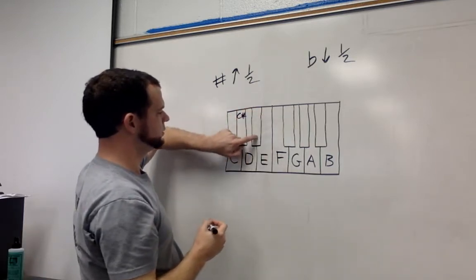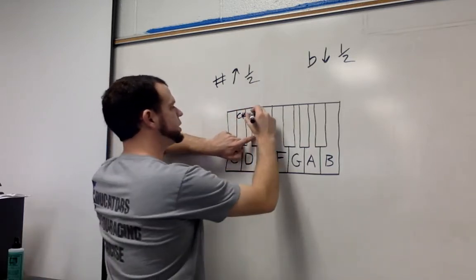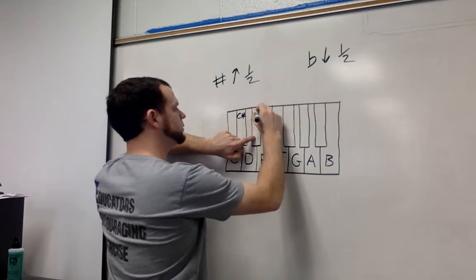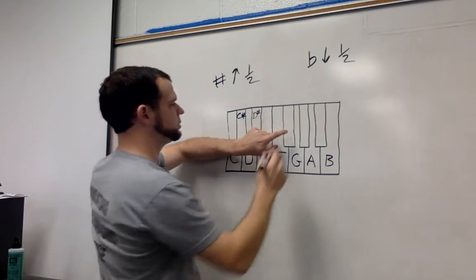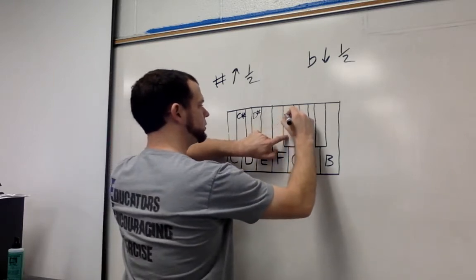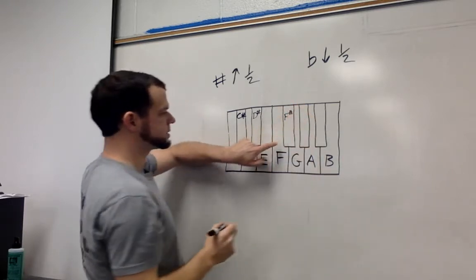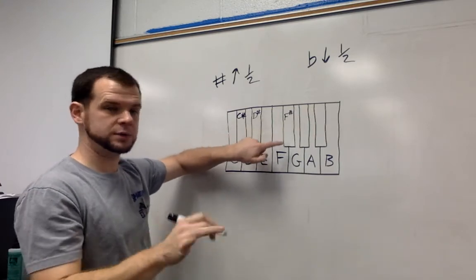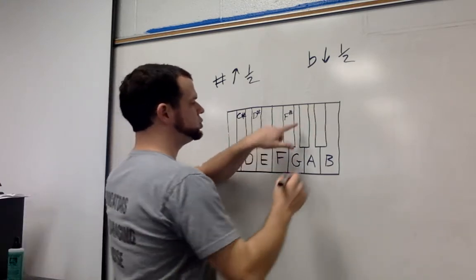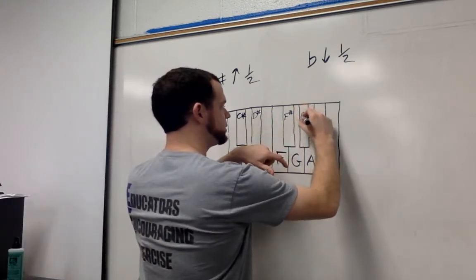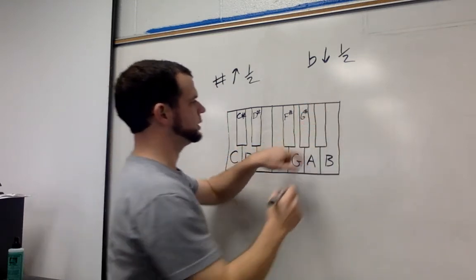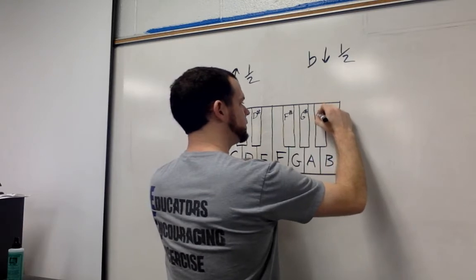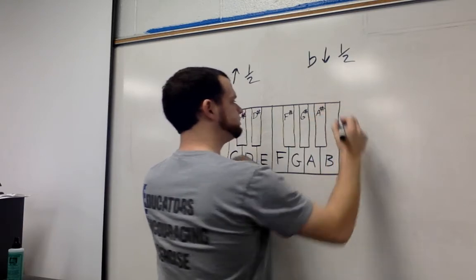D, well, here's the next key up. We'll call that D sharp. F, the next black key up here would be F sharp. And that's as close as two notes can be in our Western system of music. G raised a half step is G sharp. A raised a half step is A sharp.